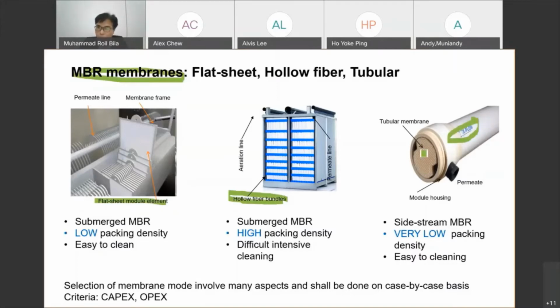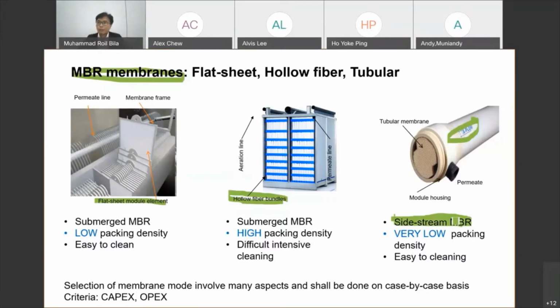And then you have a tubular membrane. A tubular membrane is like tubes, like a water pipe, large in diameter. This membrane is only applicable for side stream MBR. To my best knowledge, working on MBR since 2005, so almost 15 years, all of the tubular membranes are used for the side stream.